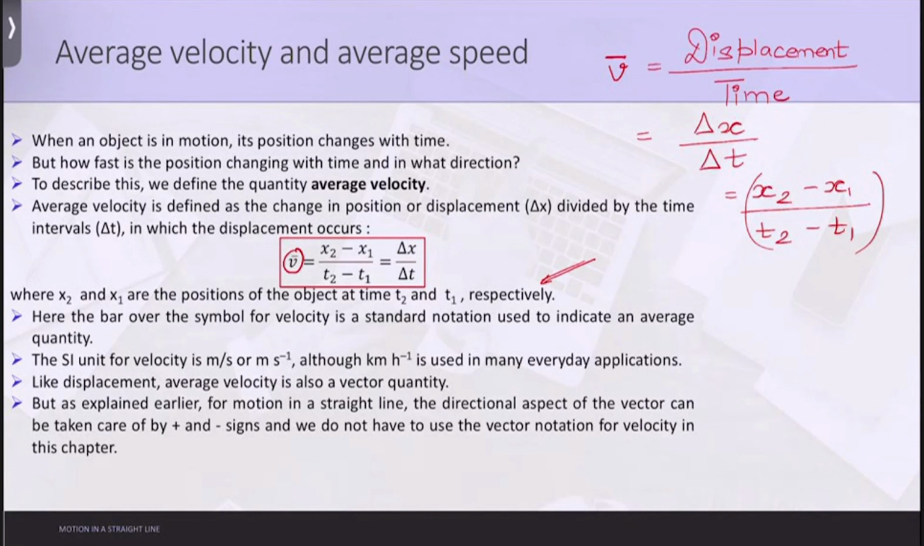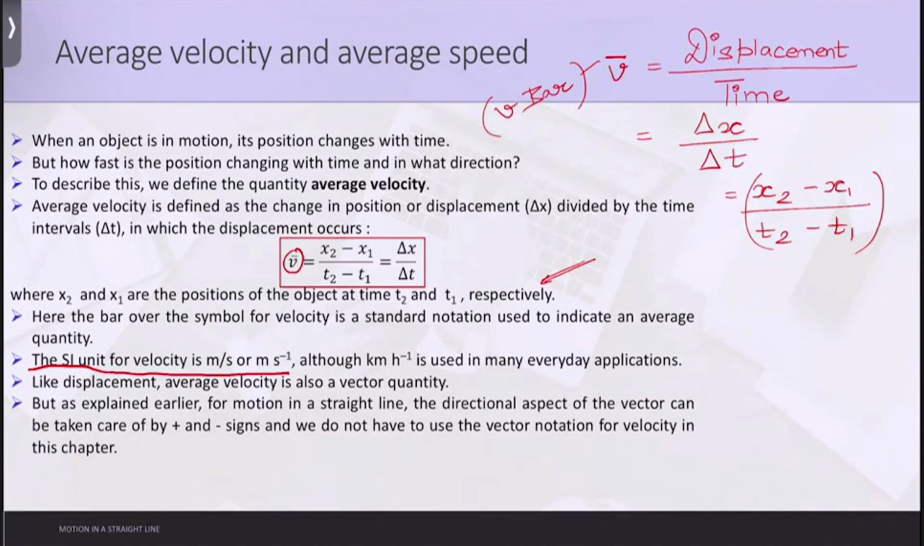Here the bar over the symbol for velocity, as I explained to you, this is called v bar. The bar over the symbol for velocity is a standard notation used to indicate an average quantity. So wherever you find the value as v bar, you can directly understand that the value is an average quantity. The SI unit for velocity is meter per second, or m s inverse. You already understood in the previous chapter what an SI unit is, and for velocity it is meter per second. Although kilometer per hour is also used in many everyday applications.